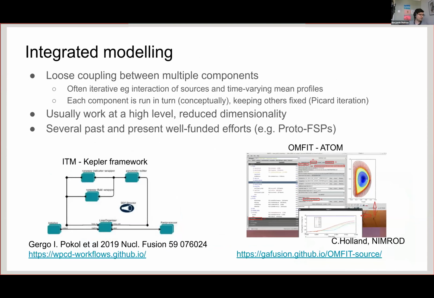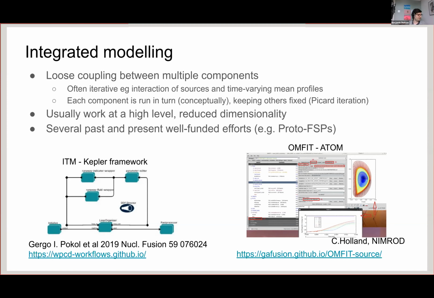Okay, so finally, I'll mention just very briefly, there's been a lot of work and several attempts, many of them failed, to try and integrate all the different legacy models into one giant framework to rule them all. There was a whole series of proto-FSPs which tried to do this about 10 years ago or so. Most of them were a bit of a failure. The one that was really successful is the one that didn't do any coupling and just integrated everything into one code. More recently, there have been some more successful attempts.